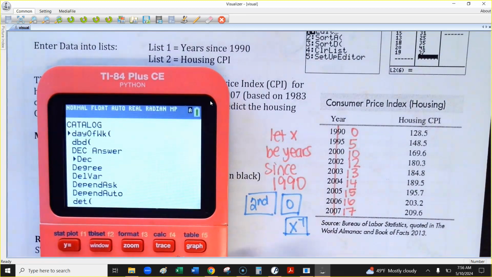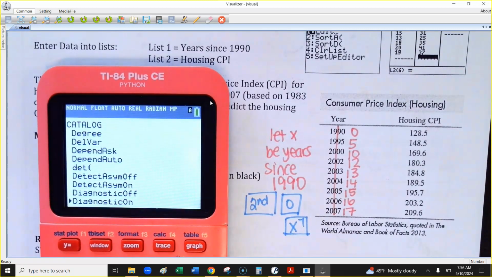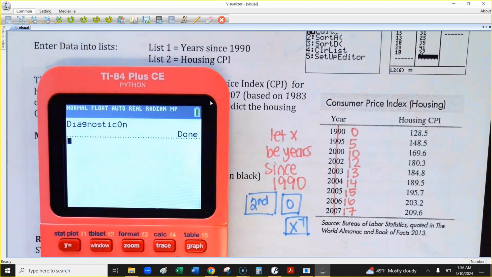You are looking for diagnostic on. So you have to scroll down with the arrow keys just a little bit. Once you do this, you don't have to go back in and do it ever again. We just want to hit enter twice. Make sure you're on diagnostic on and not diagnostic off. Hit that twice, and it'll come back and say diagnostic on and done. Then we don't have to do anything else there, but we have to do that before we start.